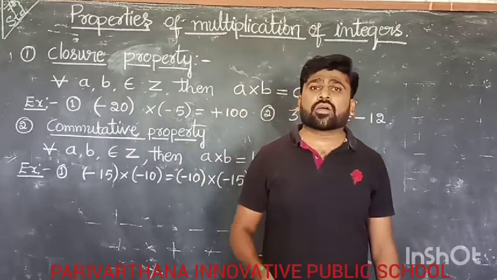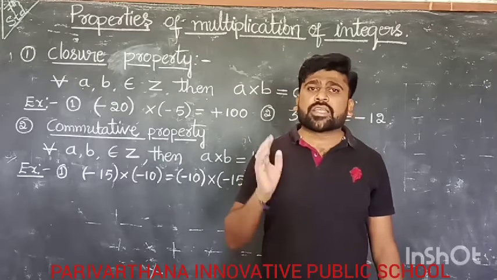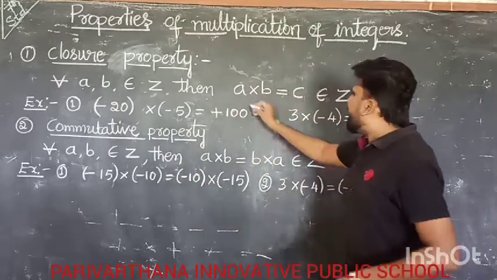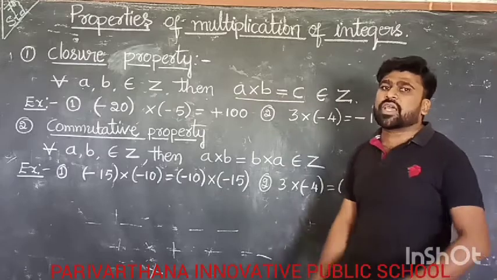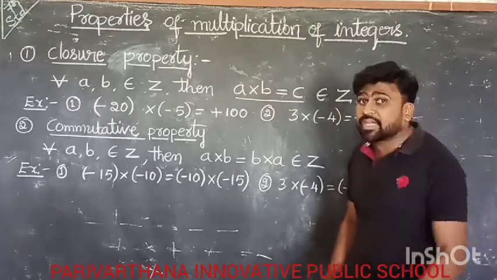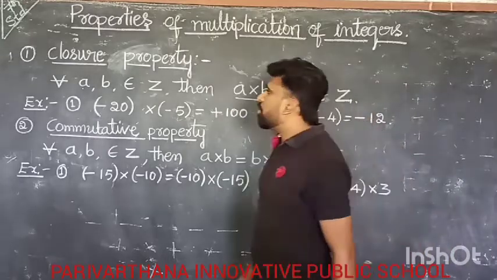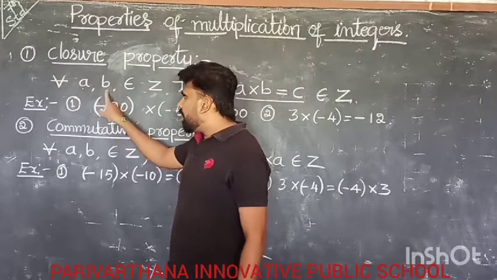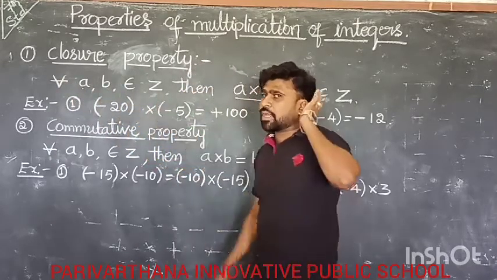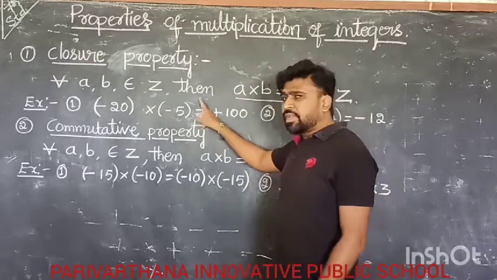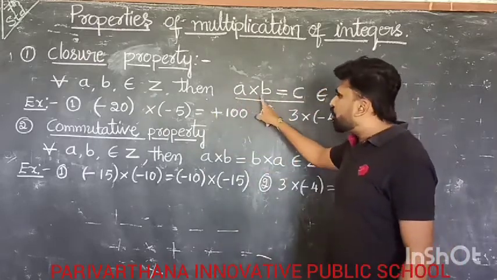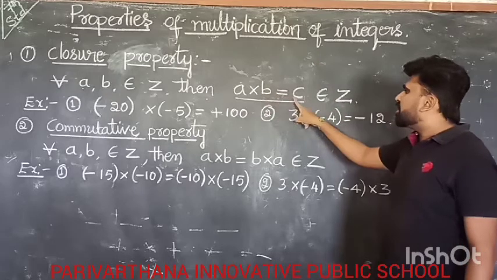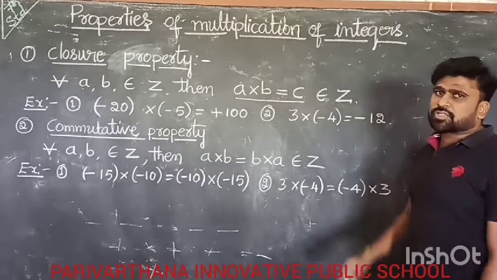You already know the closure property for addition: a plus b is equal to c. Plus means addition. In the same way, a into b is equal to c is the closure property under multiplication. For all a, b belonging to Z, where Z is the symbolic representation of integers, when you multiply the two integers, the answer is also an integer. That means a into b is equal to c, and c belongs to the integers.